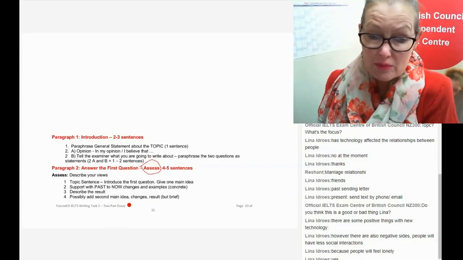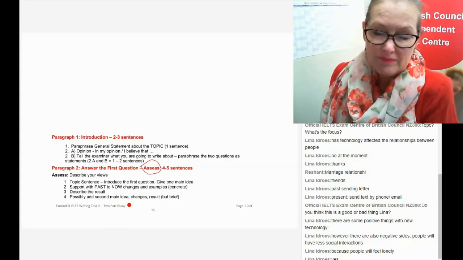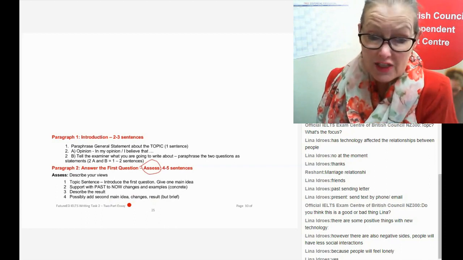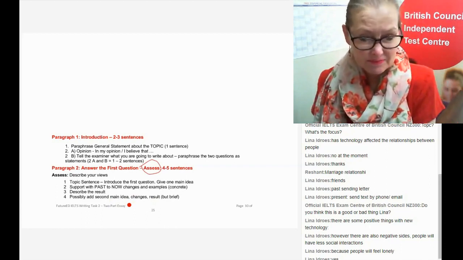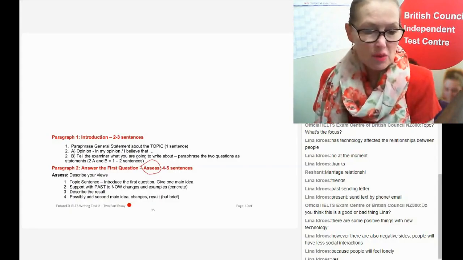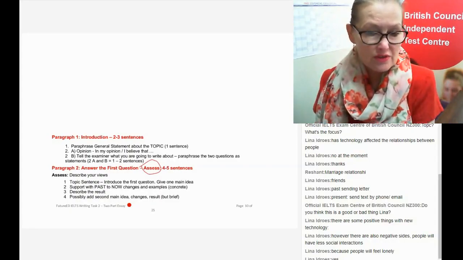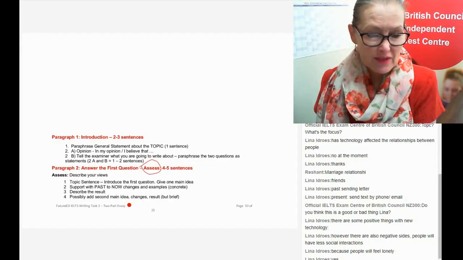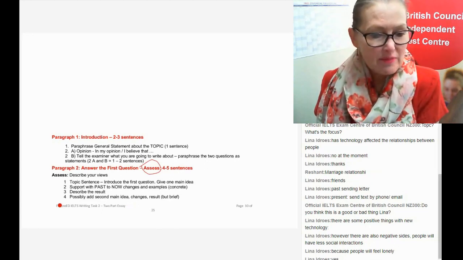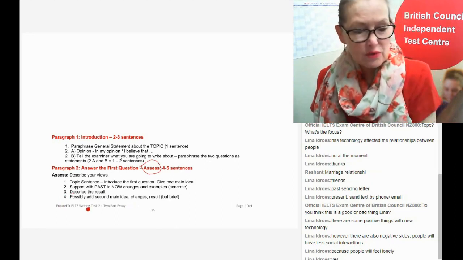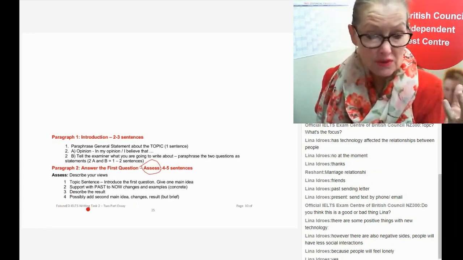So with your reading, you're pretty likely to find your main idea in the first sentence. So in our topic sentence, we're going to introduce the first question, and we'll be giving our one main idea. And then we're going to support that, as we do with every argument.